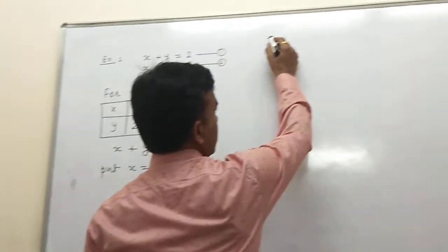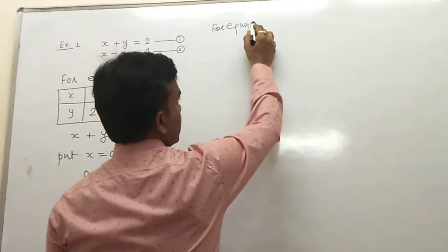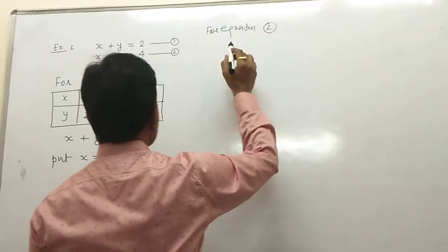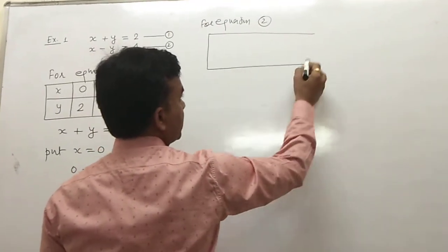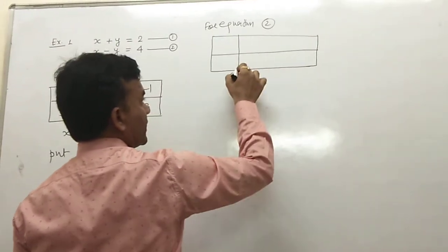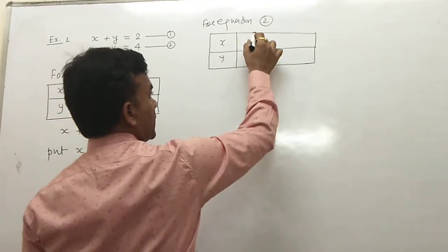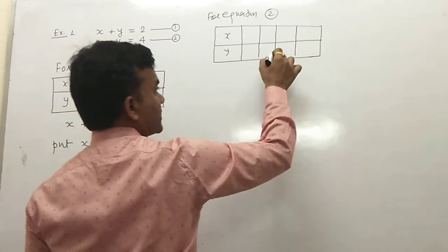So you write down here for equation 2. Basically here we draw the table. Your situation is the same. Again you draw the table for the second equation, again you find the same conditions. There are 4 points in the table.